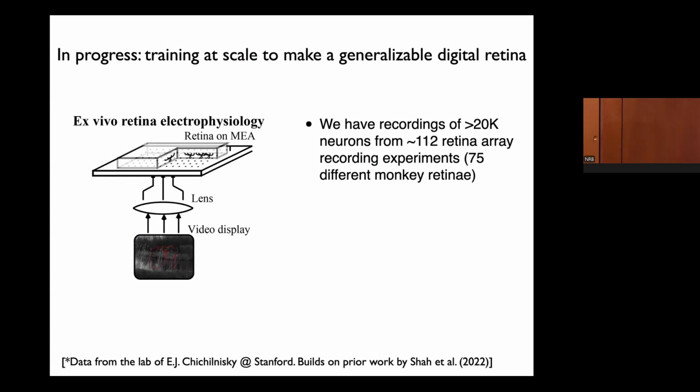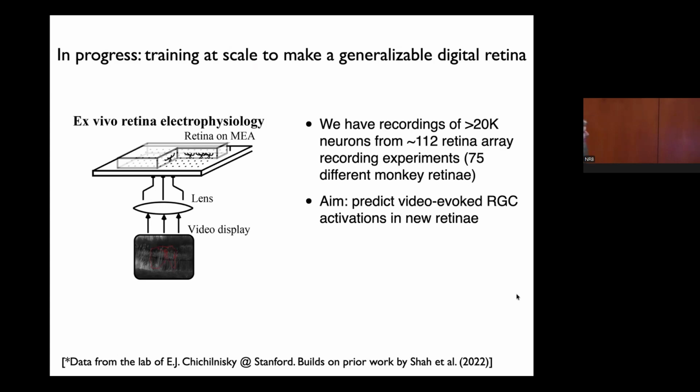But we started collaborating with EJ Chichilnisky up at Stanford. EJ has been collecting these types of multi-electrode array recordings for decades. He won't like me to tell you how many decades, so I won't, but it's several. And so he has something like 1,000 of these data sets on disk from monkey retina and 10 from human retina, of which about 112 have been carefully spike sorted and pre-processed, so that they're ready to do these kinds of analyses on.